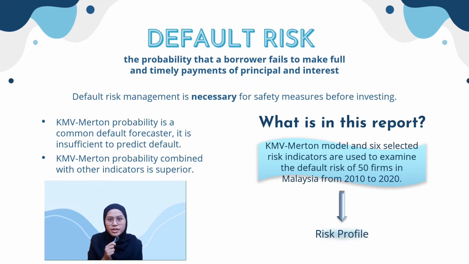So, in this report, the KMV-Merton model and 6 selected risk indicators are used to examine the default risk of 50 firms in Malaysia from 2010 to 2020. Level of default risk of each firm will be determined, and risk profiles for all involved sectors in this research are then created.